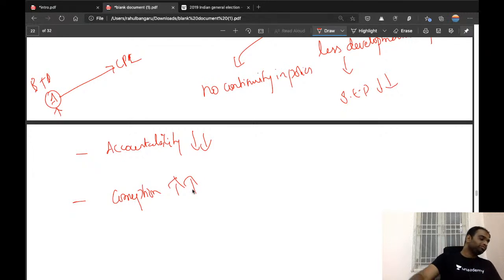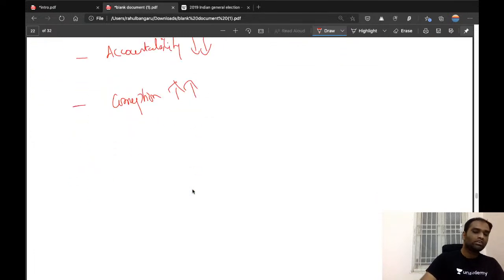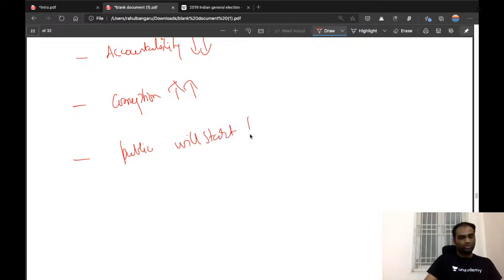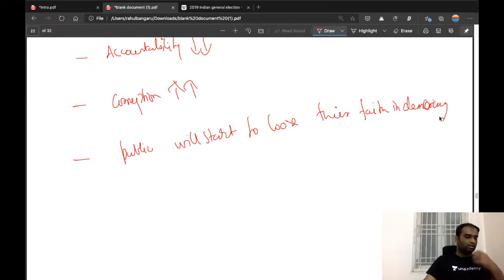Okay. Now, if the defections are frequently happening, what will happen? The public will start to lose their faith in democracy. Public will start losing their faith in democracy.